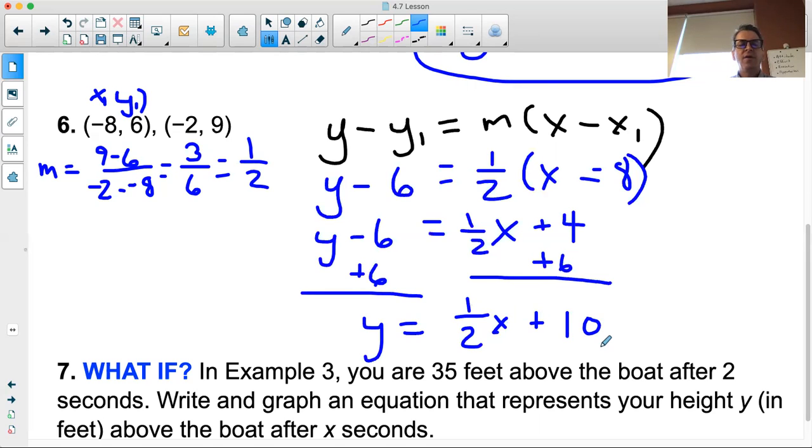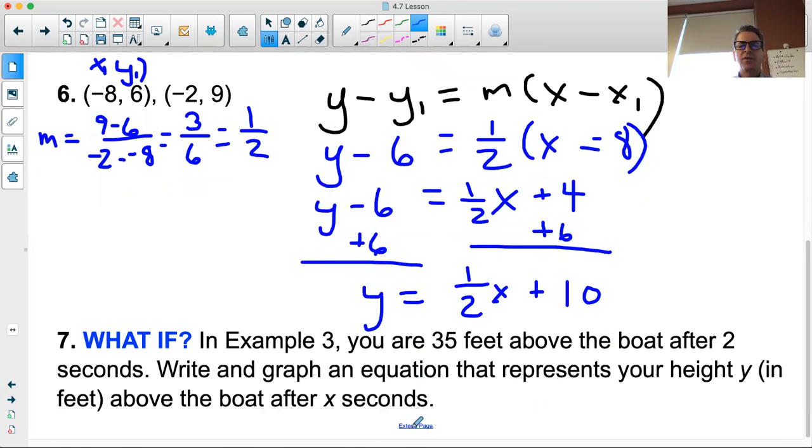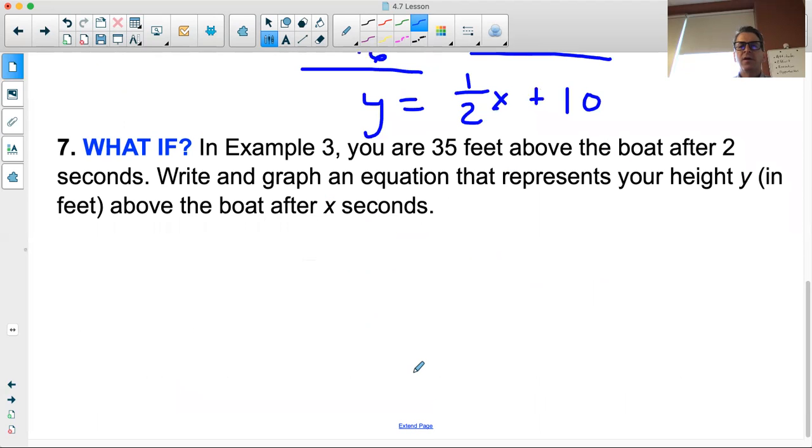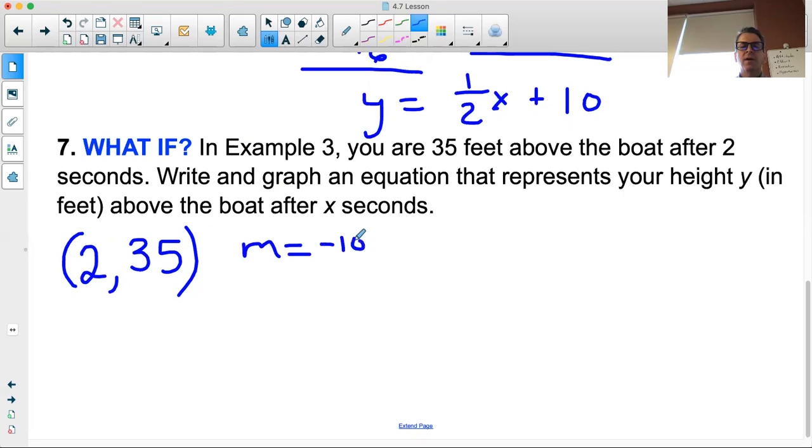Okay, last one on your own. What if, in example 3, you are 35 feet above the boat after 2 seconds? Write and graph an equation that represents your height y in feet above the boat after x seconds. Again, they give you a point: 2 seconds in, you're at 35 feet. So we're going to write an equation. The slope is still the same, which is negative 10. The parasailer is dropping down at a rate of negative 10 feet per second.